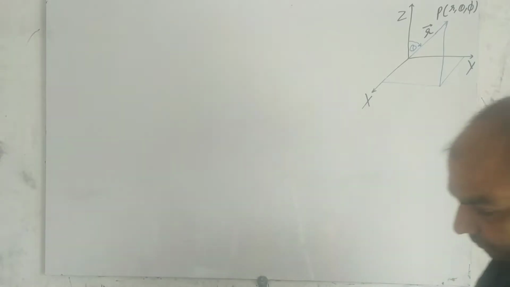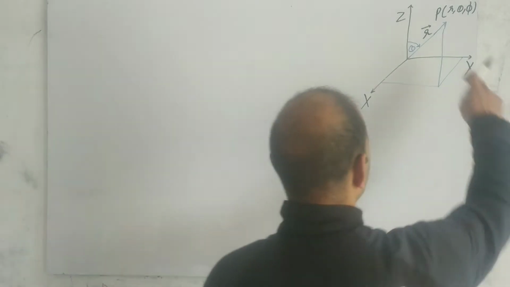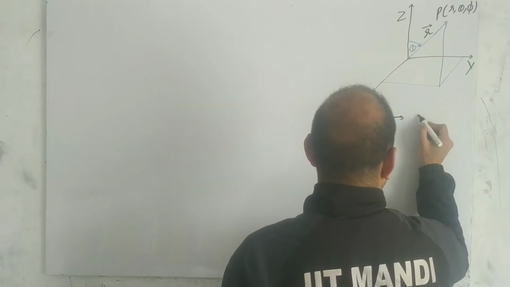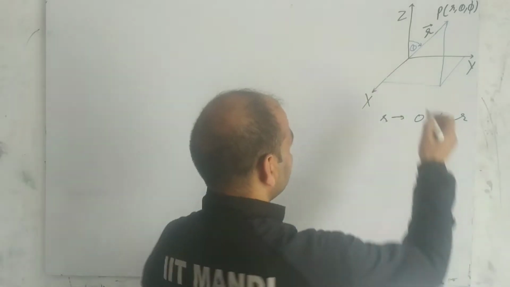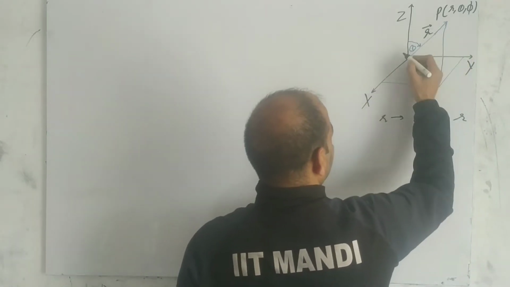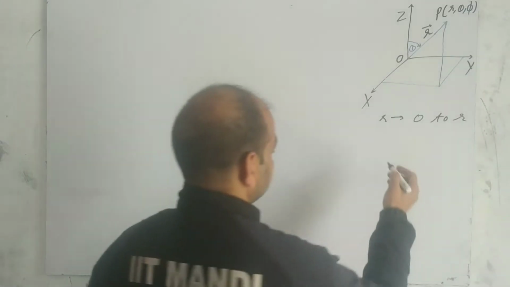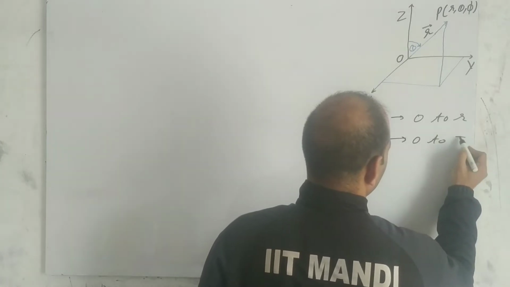In the spherical coordinate system, we have three variables r, theta, and phi. So this point P is represented by r, theta, and phi. What can be the range of r? r can change from 0 upward. r can be 0 when this point P is at the origin O. And theta can change from 0 to pi.